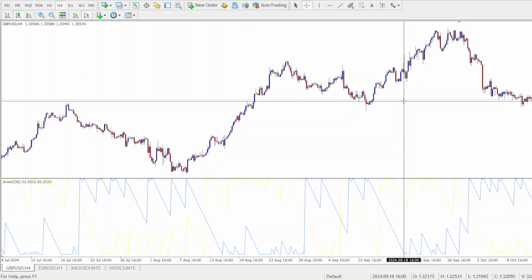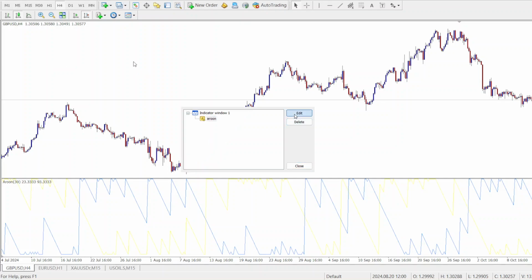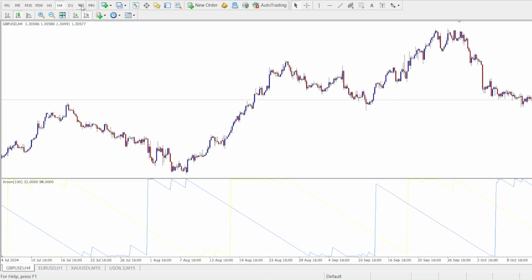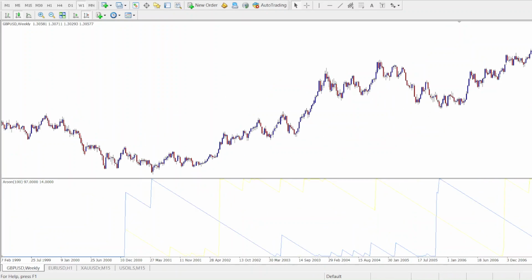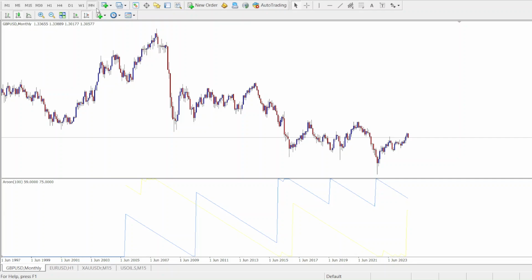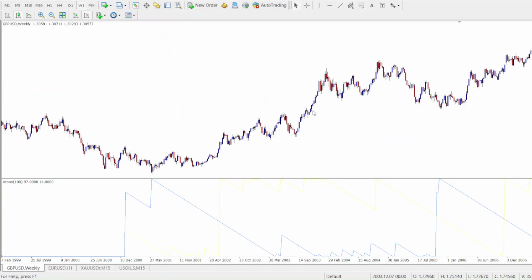Then, if you are a position trader, maybe you are holding trades for months, then you can decide to use a value of 100. You can use the weekly time frame or the monthly time frame. But the weekly time frame should be okay.